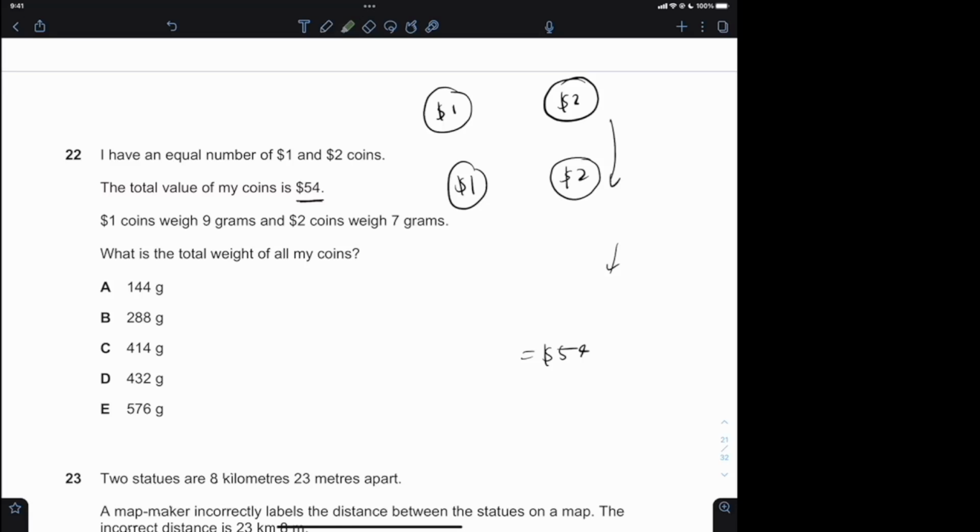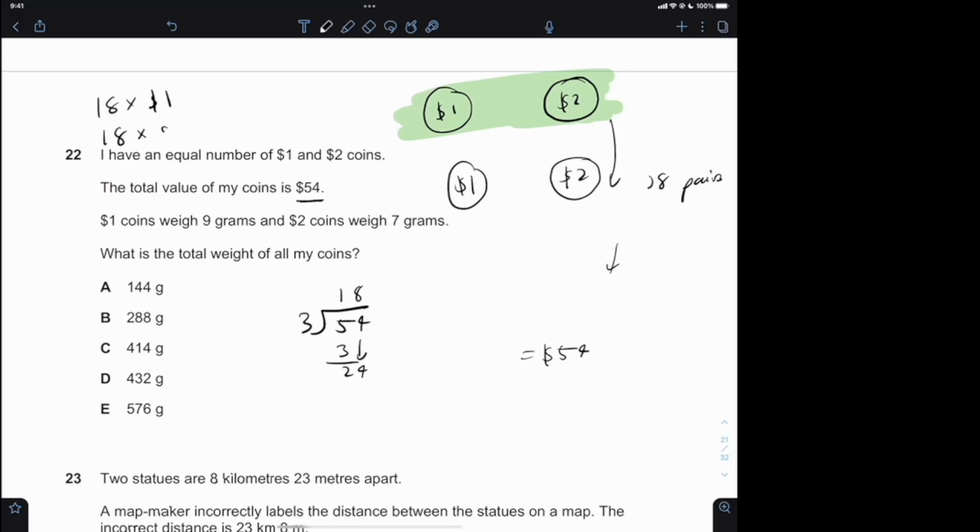So since each pair, right, is $3, well, we can do 3 into 54, and I'll show you how this works in a second. So this goes in once, with 2 left over. 3 into 24 goes 8 times. So there's going to be 18 of these pairs, right? So that means 18 $1 coins and 18 $2 coins.